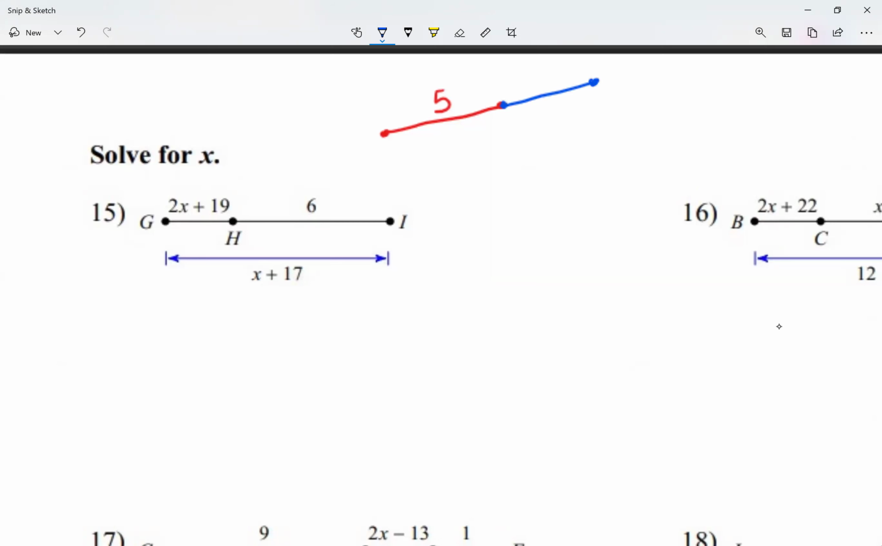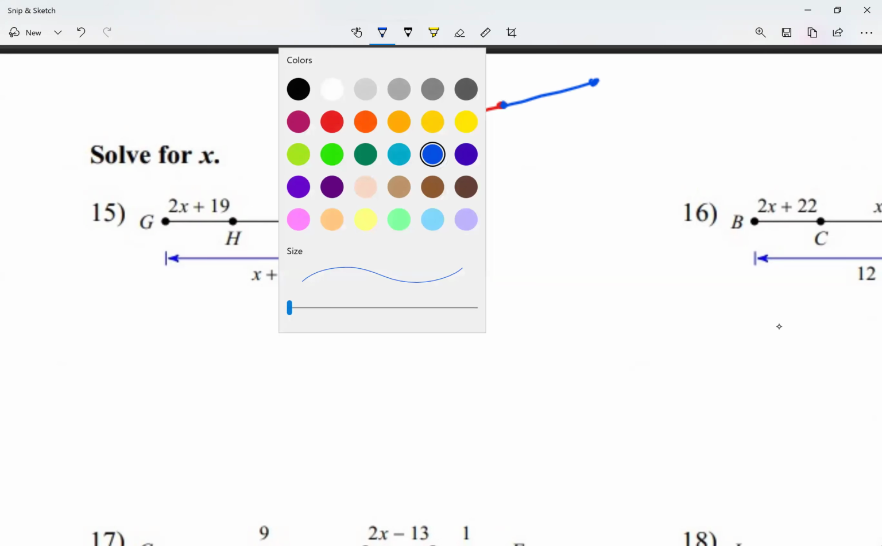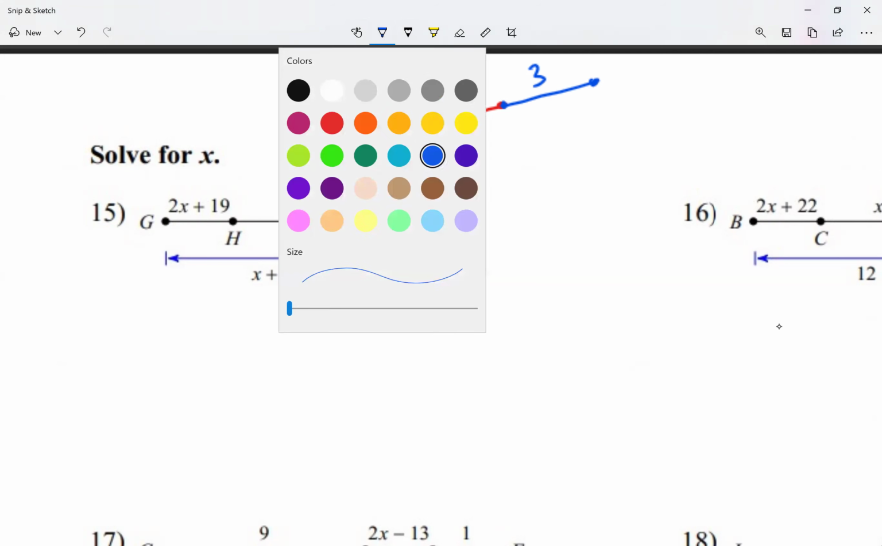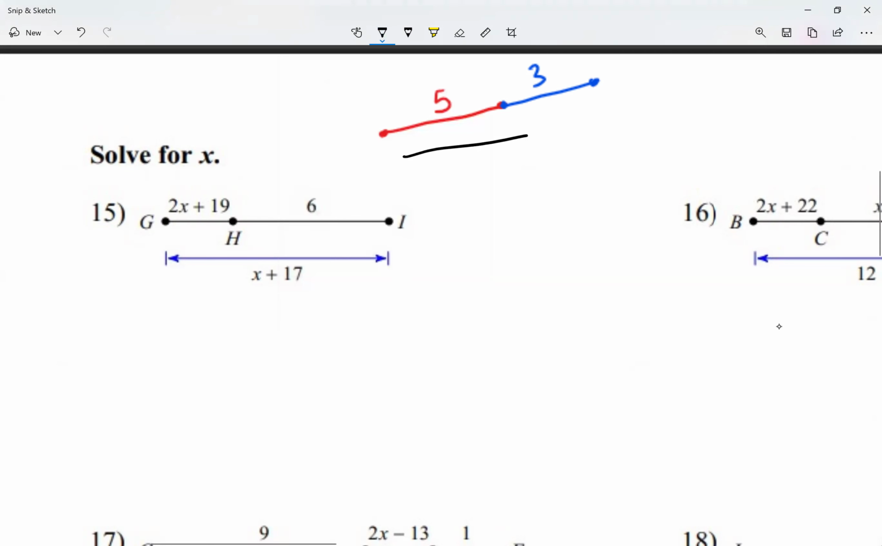And let's say I have another one. I'm going to draw it right now in blue. Let's say that one was 3. This rule says if I have two segments and I put them together, they make a bigger segment. So one of them is 5, the other one is 3. Put them together, combined, this whole thing from beginning to end is going to be 8. As a matter of fact, we're going to show it like this. That's what this thing says.